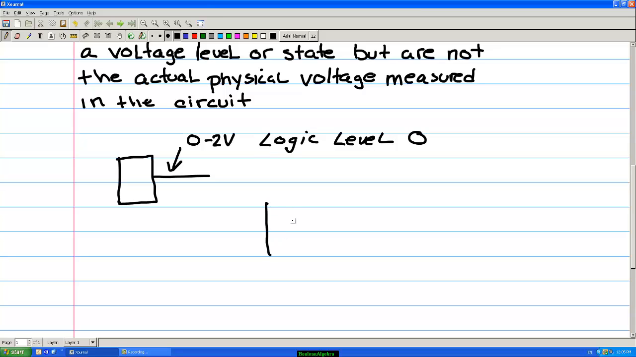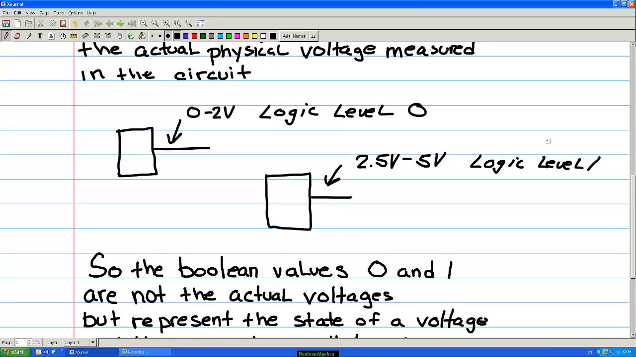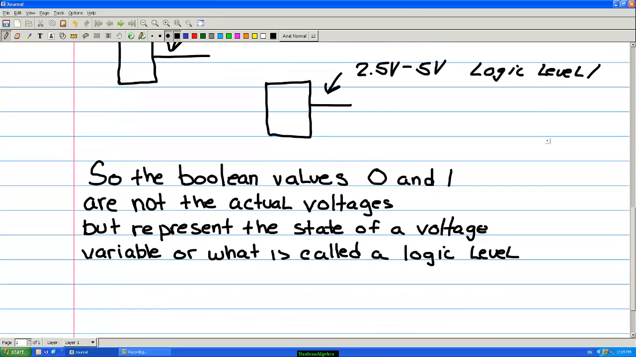And we could measure another part of a circuit, and the voltage there might be measured anywhere between 2.5 and 5 volts, and that will be called a logic level of 1. So the Boolean values 0 and 1 are not the actual voltages, but represent the state of a voltage variable, or what is called a logic level.